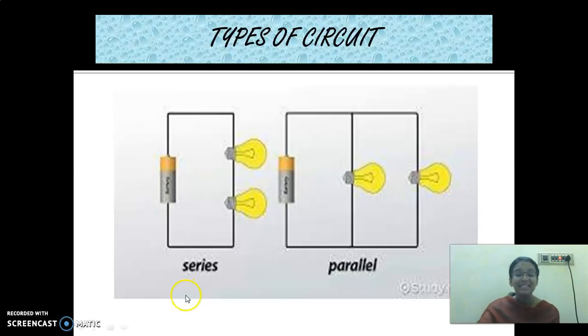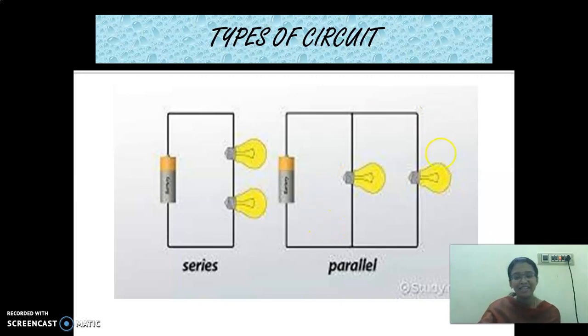The next thing is series and parallel circuit. I have given you a question, right? Have you found the answer, children? What type of circuit is used in our house? Whether it is series or parallel? If your answer is parallel, you are very good.